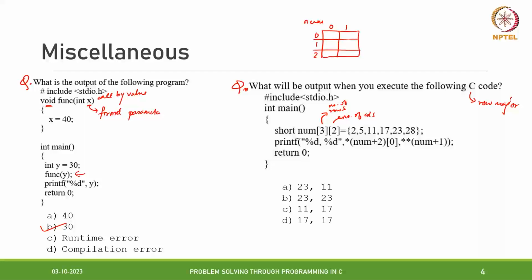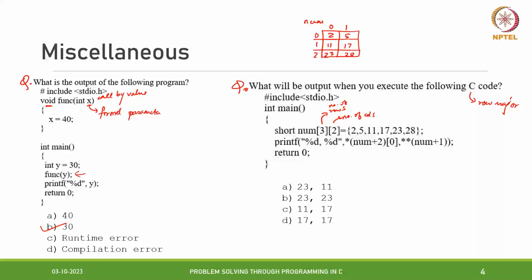Now how this initialization is done is that you have 2, 5. Remember, it's row major. So first the first row will be filled up, then the second row, and then the third row will be filled up. So you'll have 11, 17, 23, 28. So this is your 2D array.